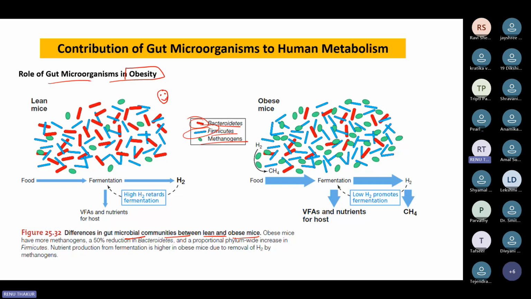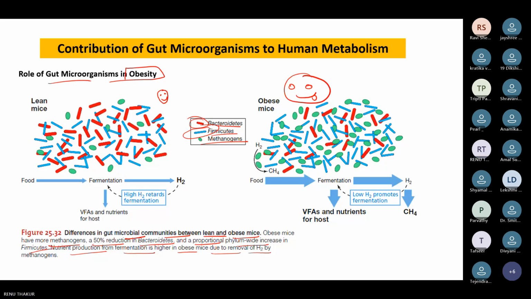This is the lean one and this is the obese one. So you can see the microbial composition. What you can see here, obese mice have more methanogens, a 50% reduction in bacteroidetes, and a proportional phylum-wide increase in firmicutes. Nutrient production from fermentation is higher in obese mice due to removal of H2 by methanogens.